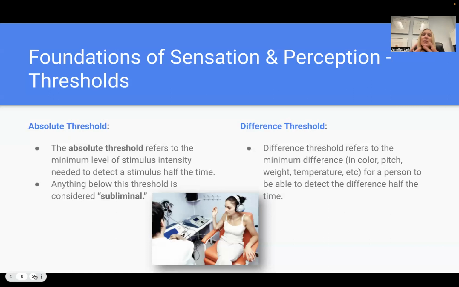Okay, so something about an absolute threshold is that there's individual differences in terms of our absolute thresholds. But for all people, the absolute threshold of stimulus intensity is when the stimulus is present enough that you can detect its presence about 50% of the time. We say that an absolute threshold is lower than someone else's when it takes less of that stimulus to actually register for our brain.